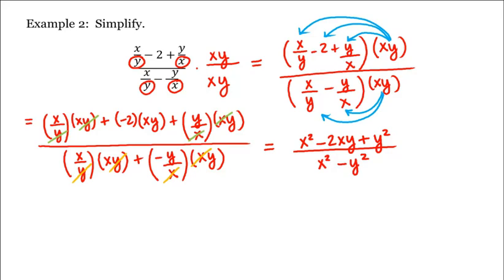And now we can factor. Namely, this is equal to x minus y quantity squared divided by, and the denominator is the difference of two squares, which factors into x minus y times x plus y.